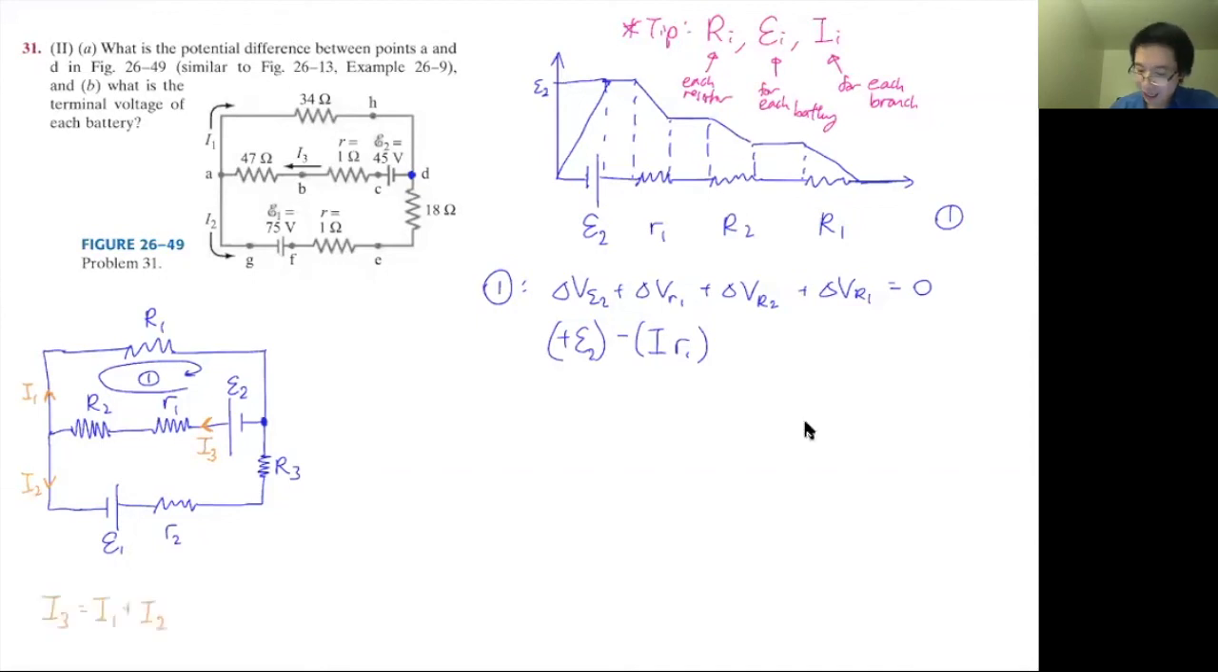So which I goes in here? It's I3 that is going through little r1, so we should put I3 over here. Plus, sorry, minus, because it's a drop. Every resistor will create a drop of potential. So it's going to be I3 R2. Now how about R1? R1 is also a resistor, so it'll create a drop. And what is the current going through R1? This time it is I1.